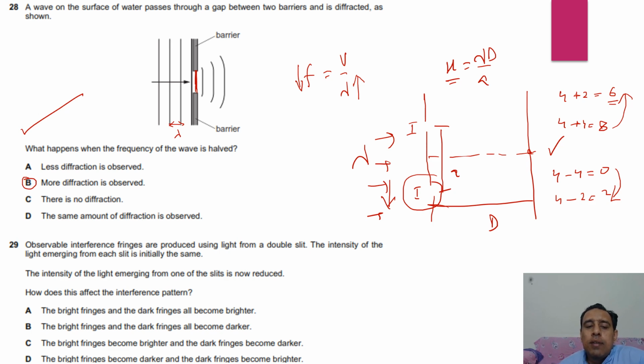Now how does this affect the interference pattern? The bright fringes become darker and the dark fringes become brighter, as shown. So straight away option D is correct. Look at here: the bright and the dark fringes all become brighter? No. The bright fringes and the dark fringes all become darker? No. Straight away these are wrong. The bright fringes become brighter and the dark fringes become darker? No, the darkness will not increase because they are not going to have a value less than 0. The maximum darkness is at 0. So this is wrong as well. Option D is correct.